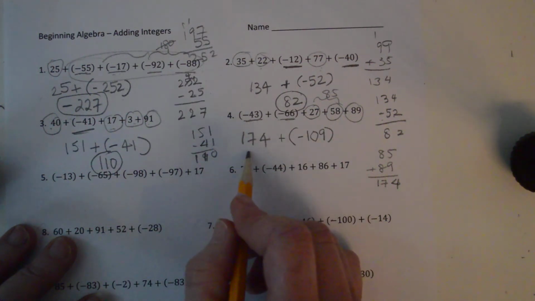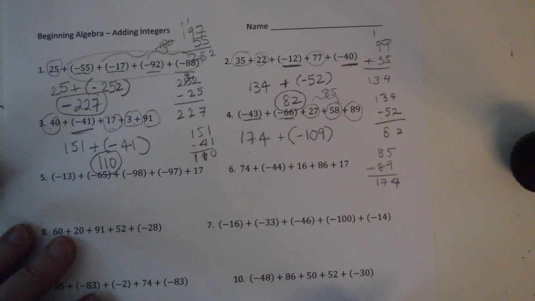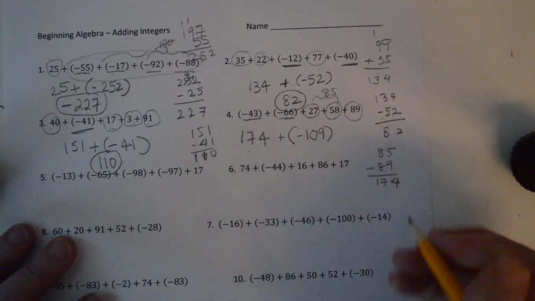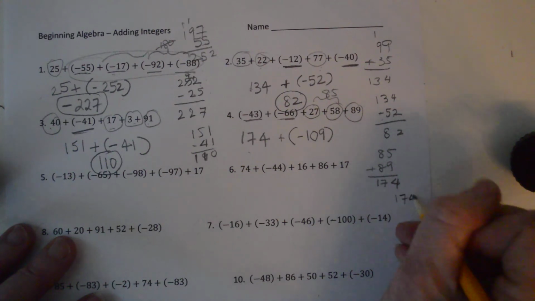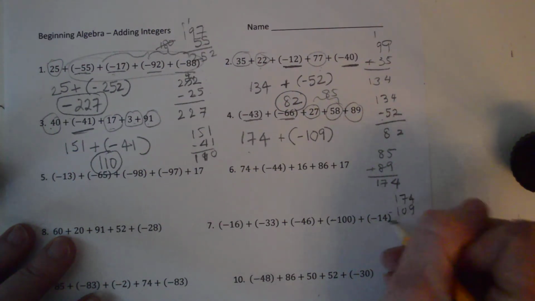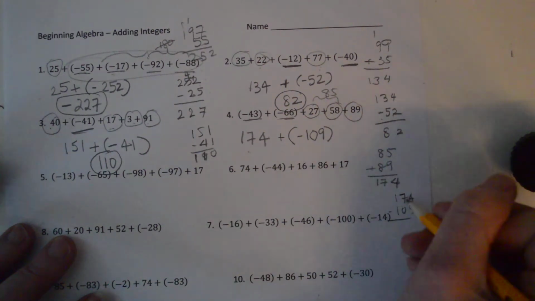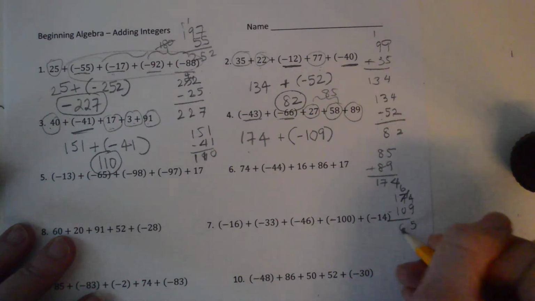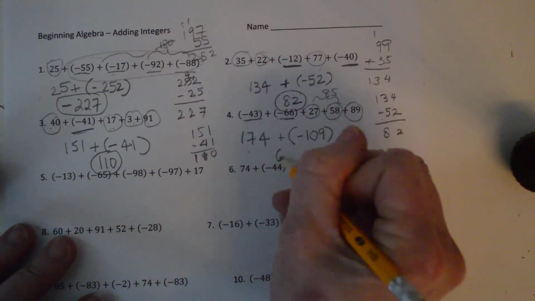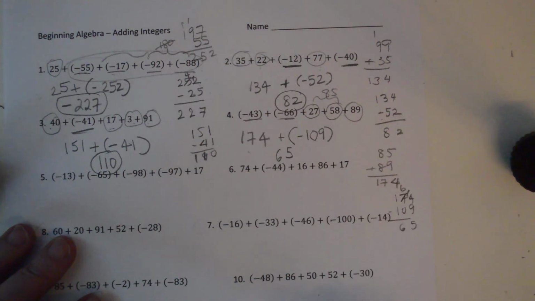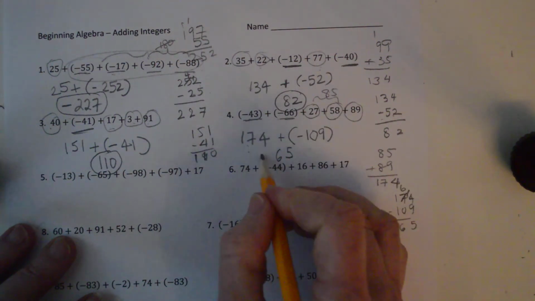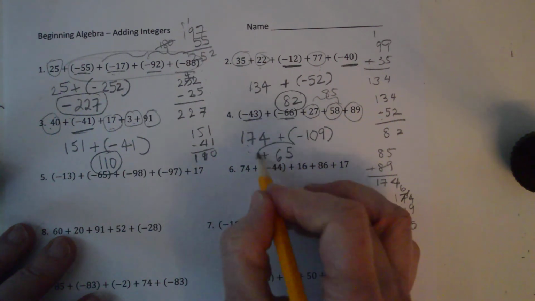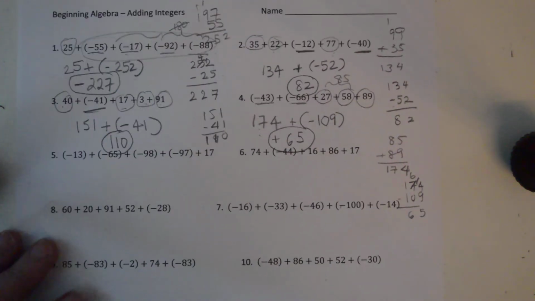All right, so we have 174 plus negative 109. Again, one positive, one negative added together. It's going to give us 174 minus 109. All right, that becomes a 6. 14 minus 9 is 5. This becomes 65. The positive is the larger, and so this is going to be positive 65 or just plain old 65.